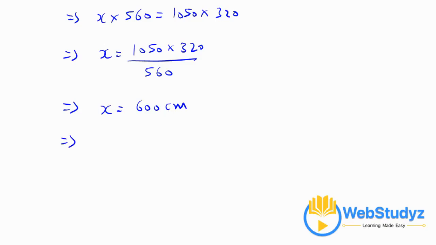So converting it into meter, we get the value of x, or the length of shadow in meter, as 6 meter. So length of shadow of another pole is 6 meter. Now move on to the second part.